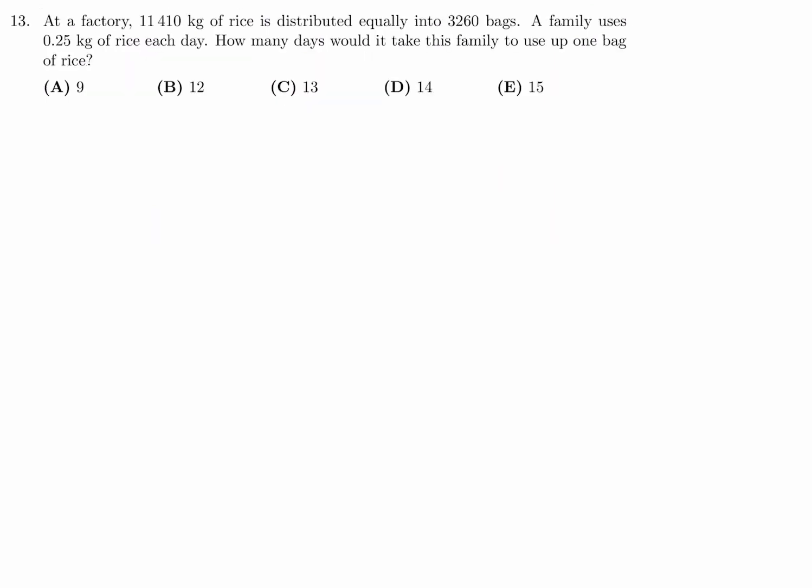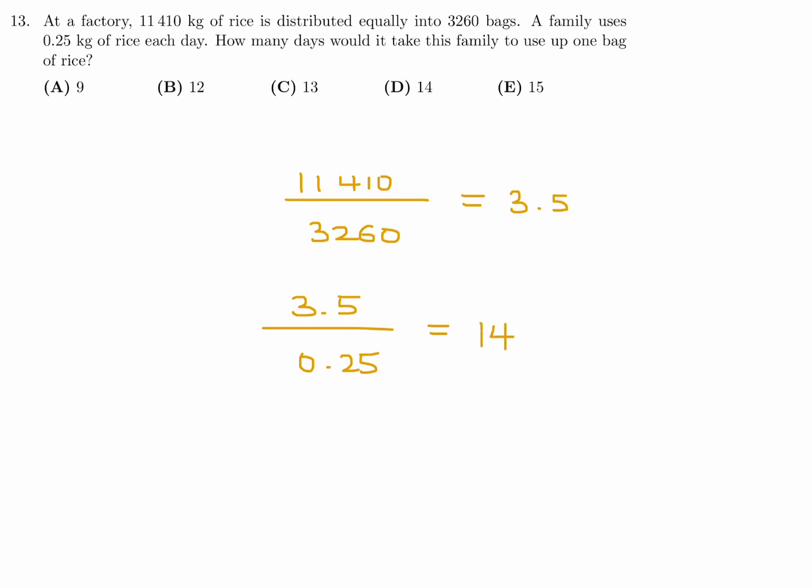At a factory, 11410 kg of rice is distributed equally into 3260 bags. A family uses 0.25 kg of rice every day. How many days would it take this family to use up one bag of rice? So we have 11410 and then divide it by 3260. And when you do, you get 3.5. So each bag has 3.5 kg of rice. And then you take each bag and divide by 0.25 to get the number of days, and that would be 14 days. So one family takes 14 days to use a bag of rice. So number 13, the answer is D.